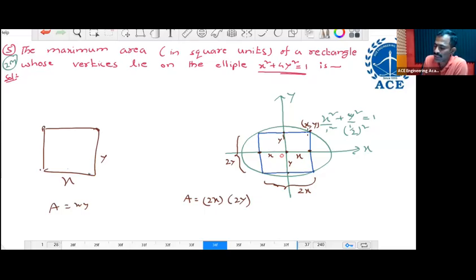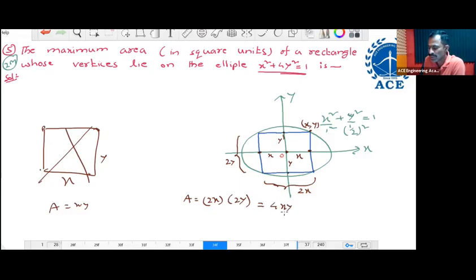That's why we should take only like this, not like this. Here this area is xy only, but here the area is 2x into 2y. Finally, it is 4xy. We have to maximize this only, right? Have to find the maximum value of this. Finding the maximum value of this area is the same as finding the maximum value of this function.